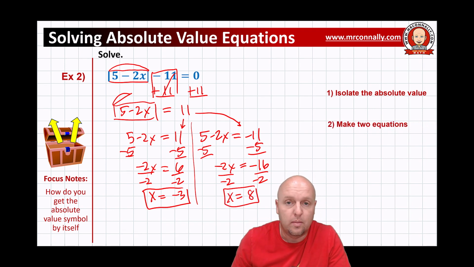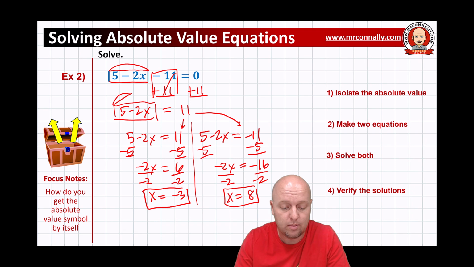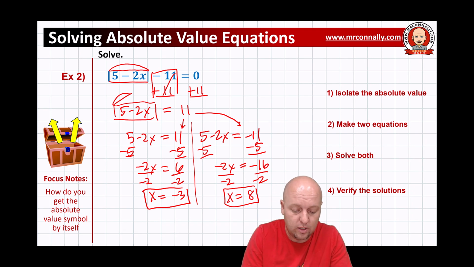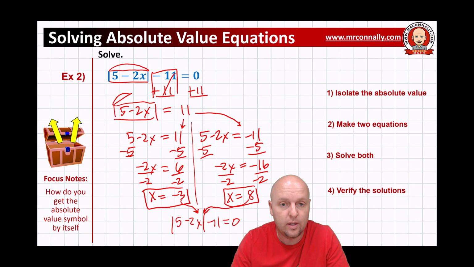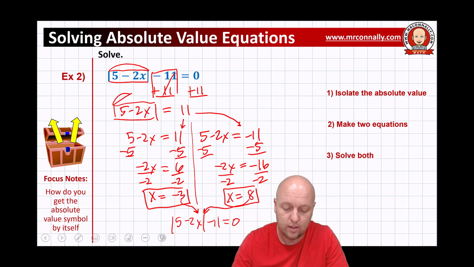Okay, so we've made the two equations. We've solved both of them. And now we need to verify the solutions. So we do the same thing. We plug these answers back into the equation, the absolute value of 5 minus 2x, minus 11 equals 0. And we'd substitute 8 and negative 3 in there. And you'd find that both sides would be equal. And that would verify your solution of x equals negative 3 and x equals 8.